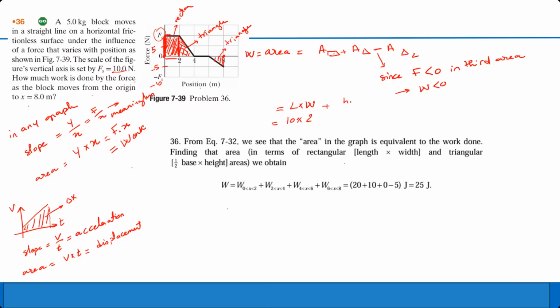The second area is height times base over 2. The height is 10 again, base is 2, and I will divide by 2. The third area is also a triangle, so it's also height times base over 2. And the height is this quantity here, which is 5 newtons. The base is 2 again, divide by 2, and I have a minus sign here.